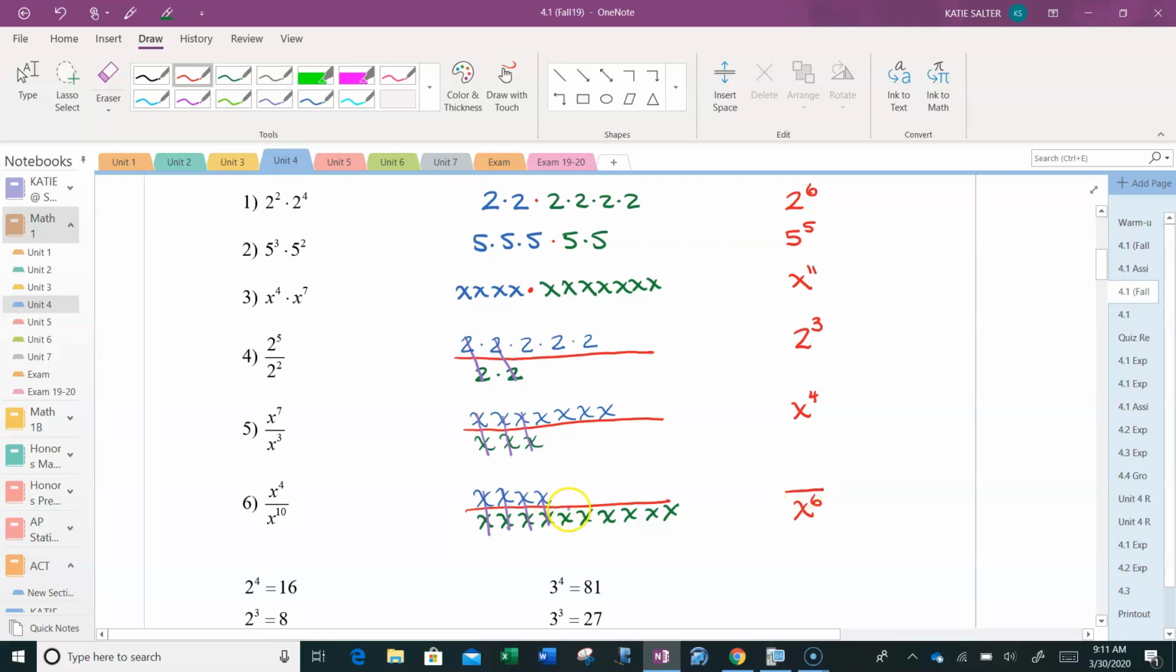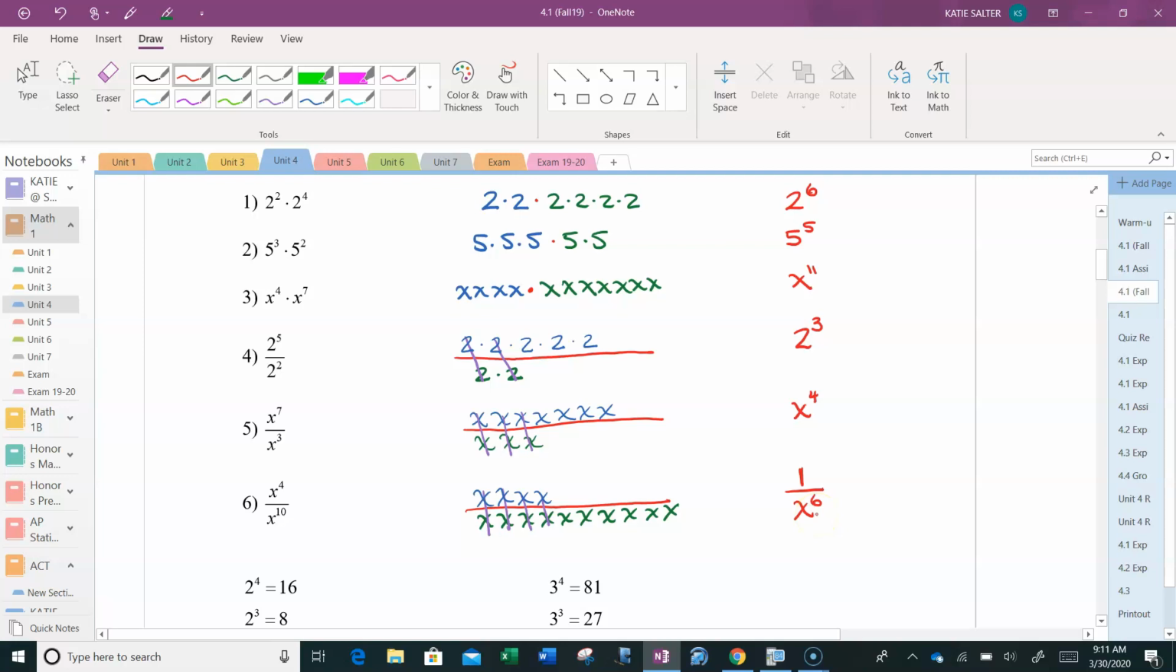But what is left here in the numerator? Notice I'm using the word reduce and not cancel. X divided by x is 1, not 0. Just like right up here, 2 divided by 2 is 1. So really there's still a 1 left in that numerator right there. So this would be 1 over x to the 6th power.